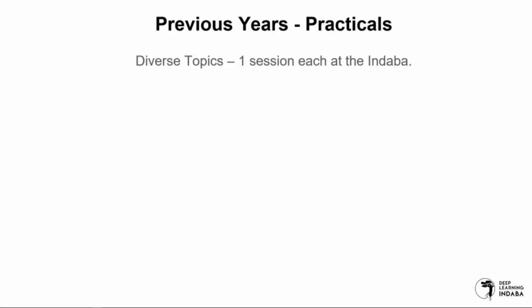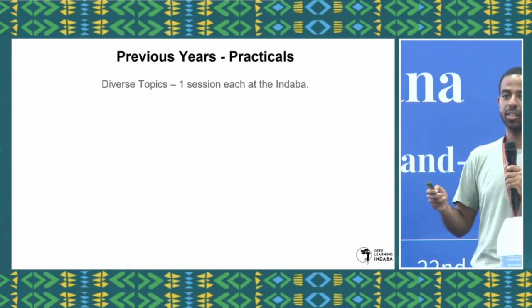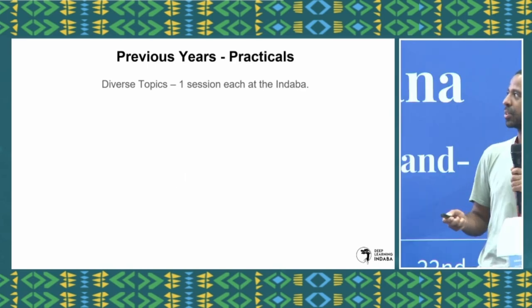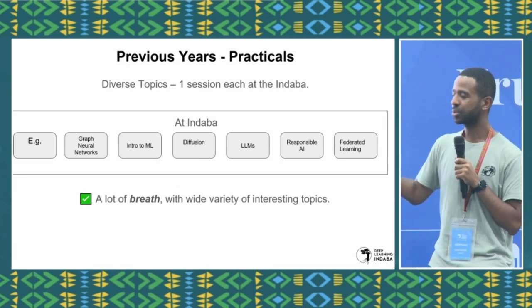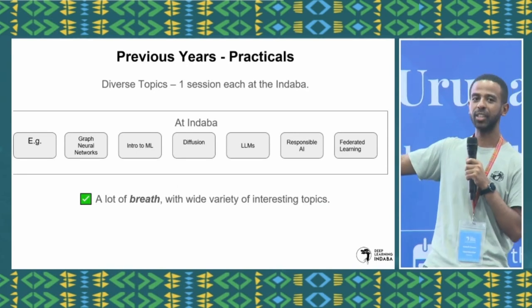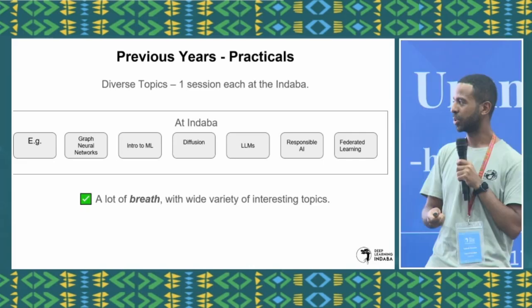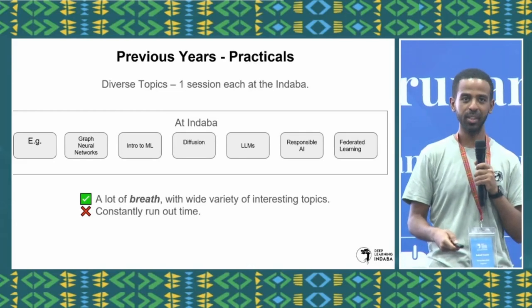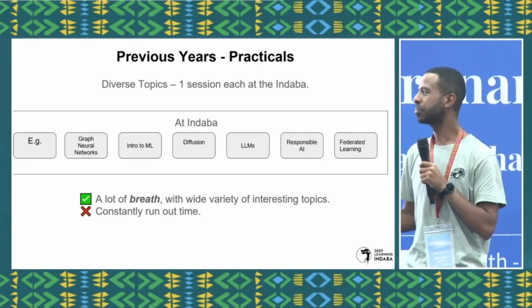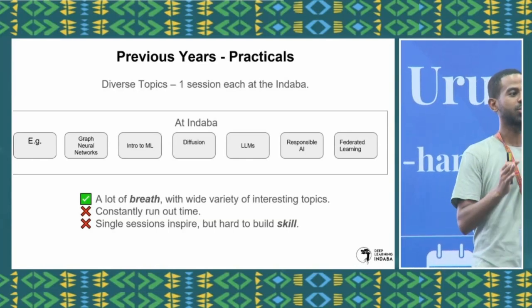So something we tried a little bit differently this year is to think a bit more about how we structure our practicals. In previous years, we've had these single practicals across very diverse topics. And this was great. There's a lot of breadth. If you're interested in GNNs or diffusion or LLMs, you could go to a specific practical that you enjoy. But we had this issue where people were saying they constantly ran out of time. So a lot of people couldn't finish the practical. And secondly, a lot of people said the sessions helped inspire them, but they struggled to build skills.